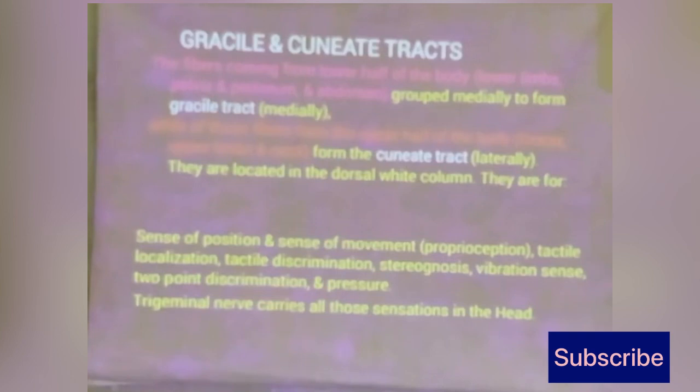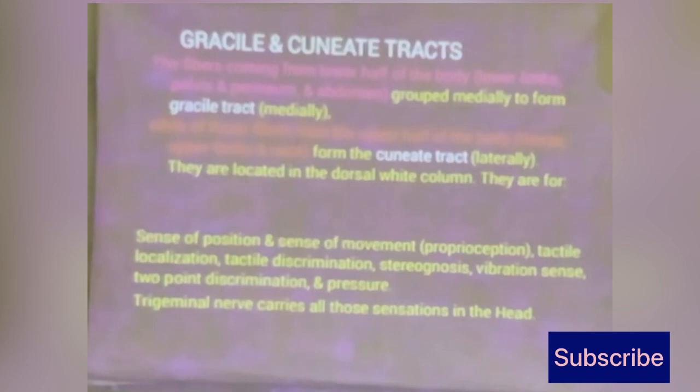The other one is sense of movement. I'm just moving now. You get it? So I'm sensing that I'm moving. The sense of movement is also the function of the gracile and cuneate tracts. This is what we term proprioception. This information comes from the joint capsules. The joint capsules have some receptors in there.